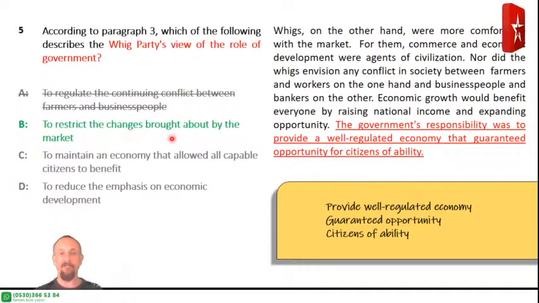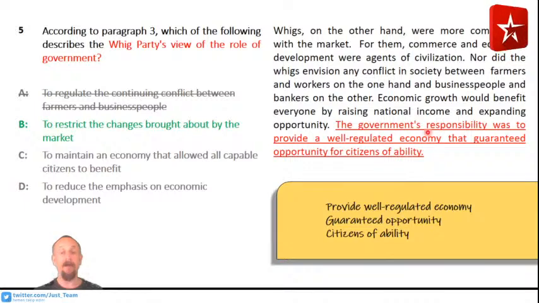To restrict the changes brought about by the market. I'm going to give you a second. Think about what the key ideas are in this sentence, and then we'll do it together. I'll give you a couple of seconds to think about that. To restrict the changes brought about by the market. Well, I think this is quite important: restrict, this idea of changes, and of course, market. They're the three: restrict changes by market. We could basically summarize that sentence.